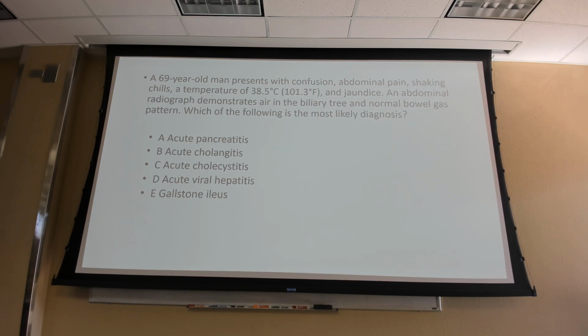All right, so we've got another one. A 69-year-old man presents with confusion, abdominal pain, shaking chills, febrile with jaundice. The radiograph demonstrates air in the biliary tree, normal bowel gas pattern. What is the most likely diagnosis? So this one can be tricky.